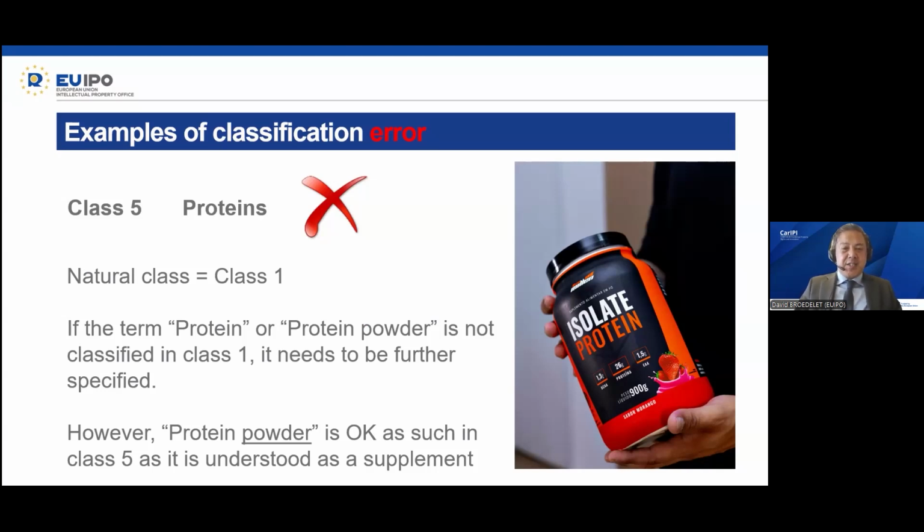They need to say, for example, protein powder, or they need to say protein supplements, or dietary supplements, soy protein supplements. It has to have more than just protein if we want to accept it in class 5. All right, so protein powder is okay.